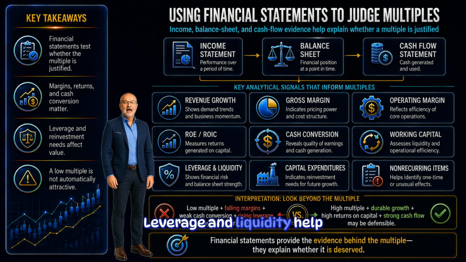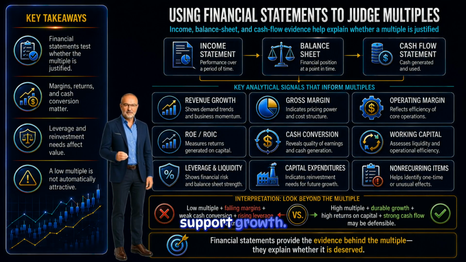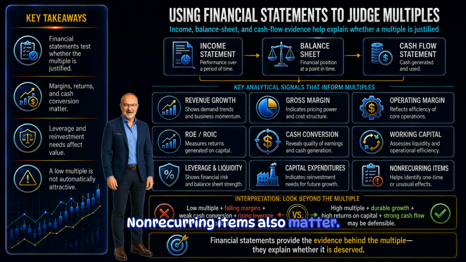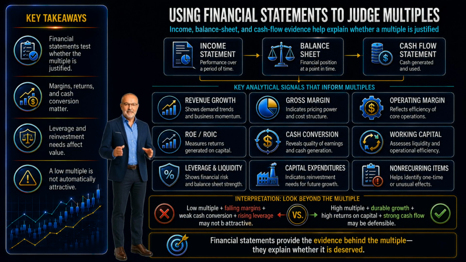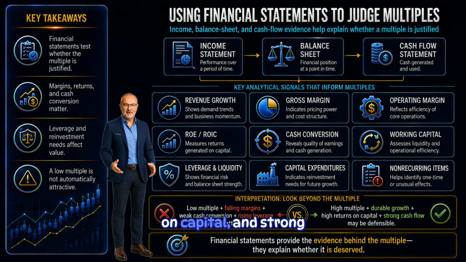Leverage and liquidity help us judge whether the company can withstand adverse conditions. Capital expenditures show how much reinvestment is needed to maintain competitiveness and support growth. Non-recurring items also matter. Unusual gains, charges, restructuring costs, or temporary accounting effects can distort reported earnings. The key lesson is simple. A low multiple with falling margins, weak cash conversion, and rising leverage may not be attractive. A high multiple with durable growth, high returns on capital, and strong cash flow may be defensible.